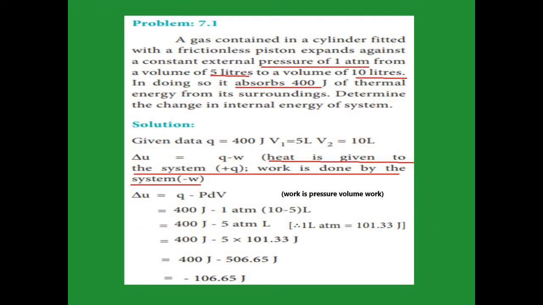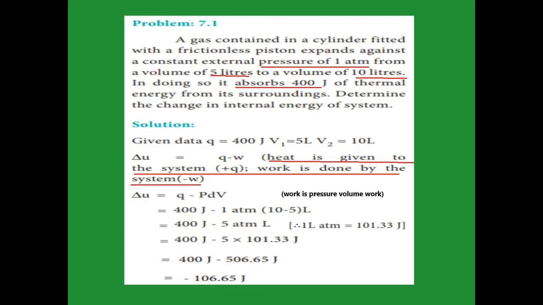In this problem, the external pressure is given as 1 atmosphere, and then the volume changes from 5 liters to 10 liters. So 5 liter is the initial volume and 10 liter is the final volume, and 400 joule of heat is absorbed by the system. So heat is 400 joule. So the data given are pressure, initial volume, final volume, and heat.